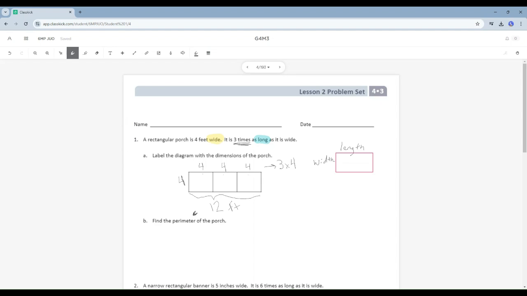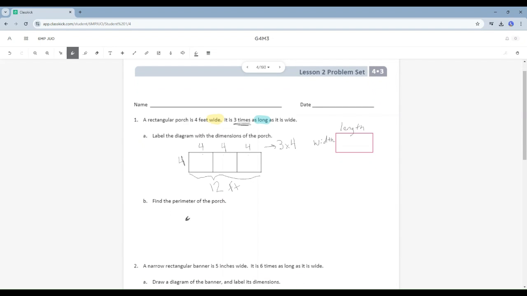Letter B says find the perimeter of the porch. So I'm just going to go ahead and sketch from letter A. This left edge is 4 feet. And since it's a rectangle, the right edge is going to be 4 feet. My top edge is 3 times as long as it is wide, so that would be 12 feet because 3 times 4 is 12. And my bottom edge is also 12 feet. To find the perimeter, we add these up. So 12 plus 4 plus 12 plus 4, and I could really add these in any order. 12 plus 4 is 16. 12 plus 4 over here is also 16. So now we have 16 plus 16, which equals 32 feet.